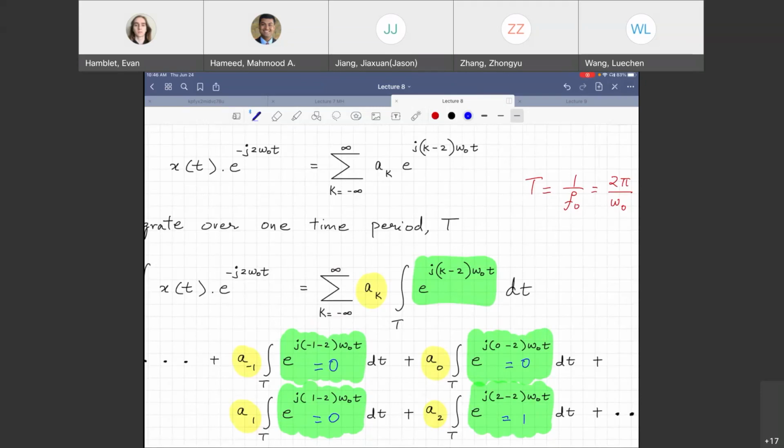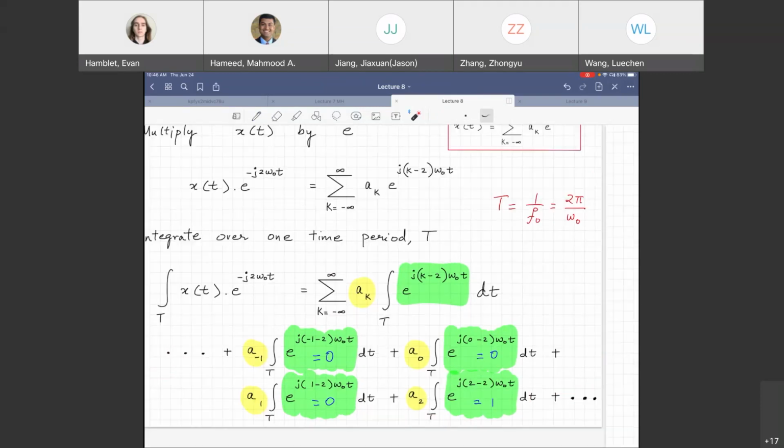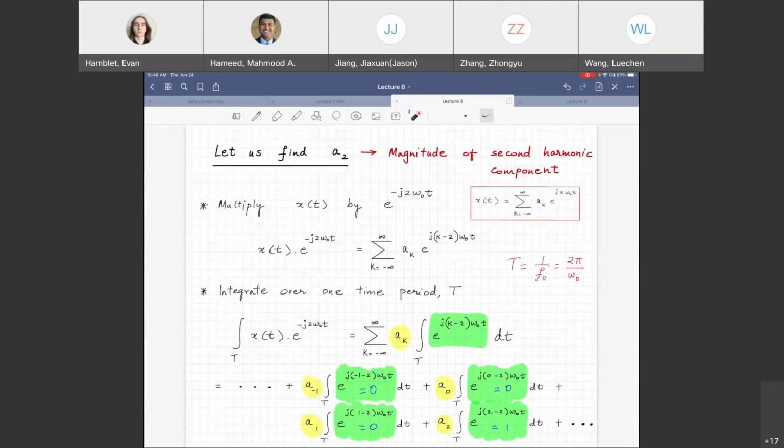On the left and on the right, they are also going to 0. The only thing that will be non-zero is what? A2. You see, that's why we did these steps, because we were after A2.